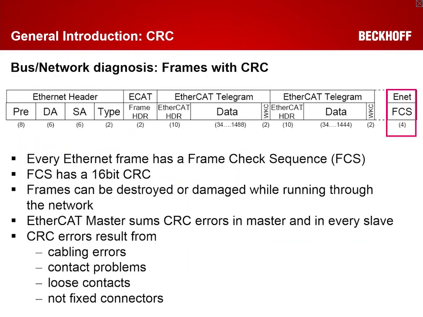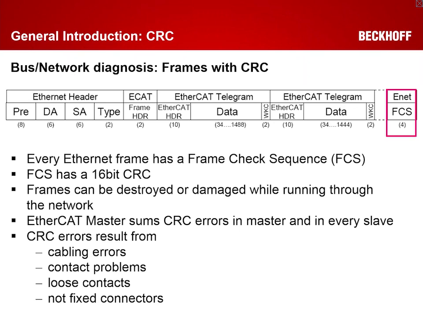The next thing is that we also have bus diagnosis. At the end of every frame we have a frame check sequence, and this frame check sequence has a 16-bit CRC inside. With every frame coming into the master, we check the validation of the CRC, and on the way through all the different slaves, every slave also checks the CRC on the fly. If there's a CRC error, we can see this directly in the different diagnosis tools where the CRC error happens. And of course, CRC errors can happen because of cabling problems, contact problems, loose contacts, and so on.